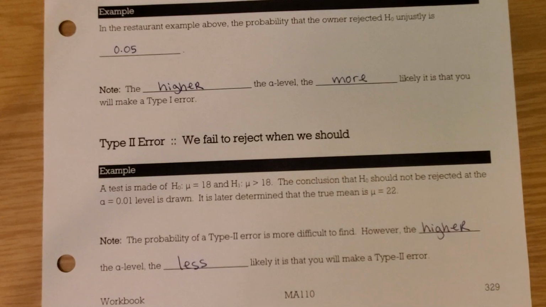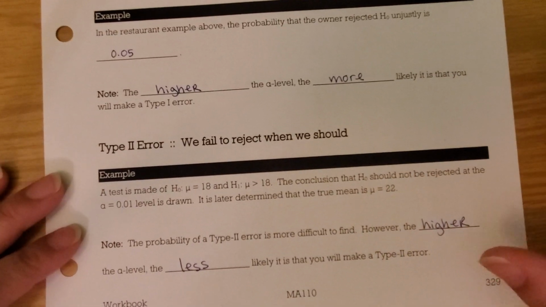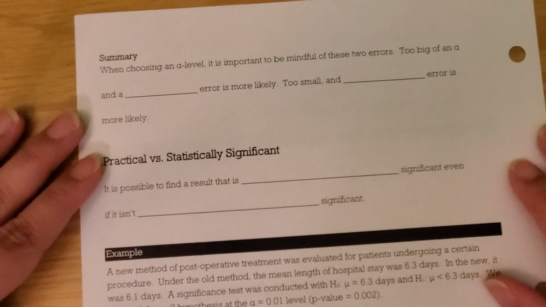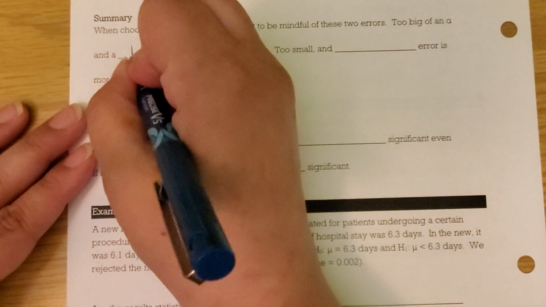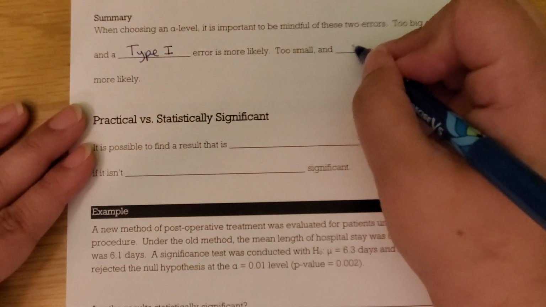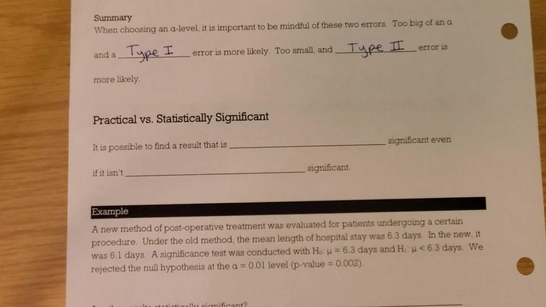Okay, so when you are deciding which level of significance to use, it's kind of a balance between which would be the worst type of error to make. So let's summarize that on the next page. So when choosing a significance level, it's important to be mindful of these two errors. Too big of an alpha and a type 1 error is more likely, but too small and a type 2 error is more likely. So that's why the 0.05 and the 0.01 tend to be used, because they've been found to kind of balance these different types of errors pretty well.